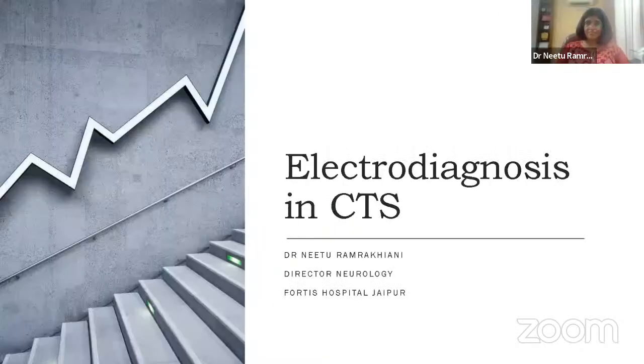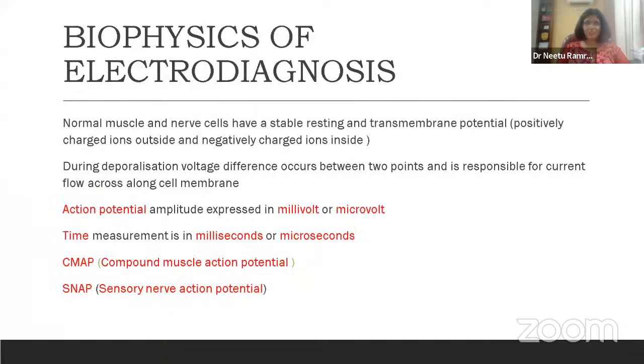So what I'll be talking about is electrodiagnosis in carpal tunnel. If things get too complicated, you can stop me in between. I've started with the biophysics of electrodiagnosis. Normal muscle and nerve at rest have a stable resting transmembrane potential. That means there are positively charged ions outside and negatively charged ions inside. Now, during depolarization, there is generation of current flow across the membrane, which is what we pick up in the electrophysiology lab.